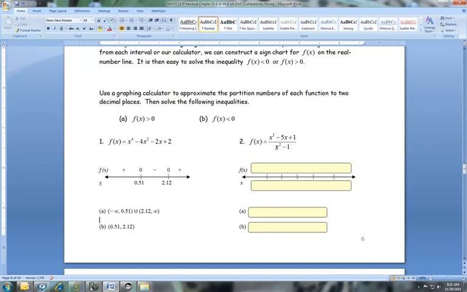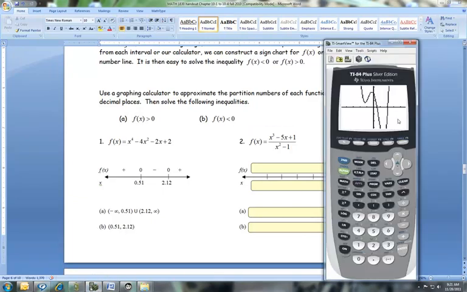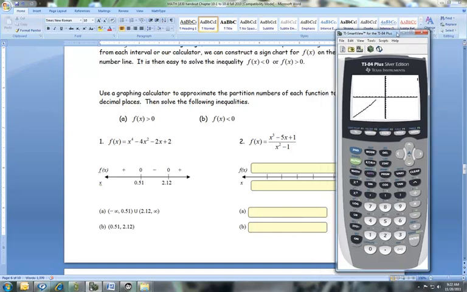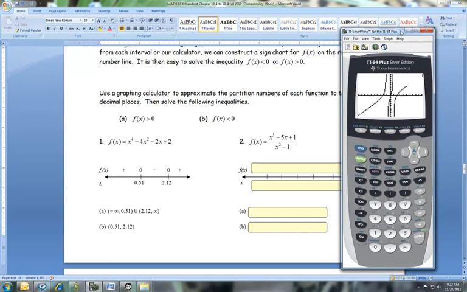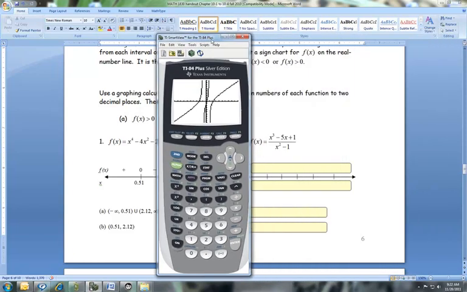Now let's look at this one. This has partition numbers not only where the function's equal to 0, but also where it's discontinuous. I have to take all of those into consideration. So let me go back to y equals. I'll turn this one off now. Let me go down and turn this one on. Let me do a zoom 6. I always do a zoom 6 first. I'll pull it over here.